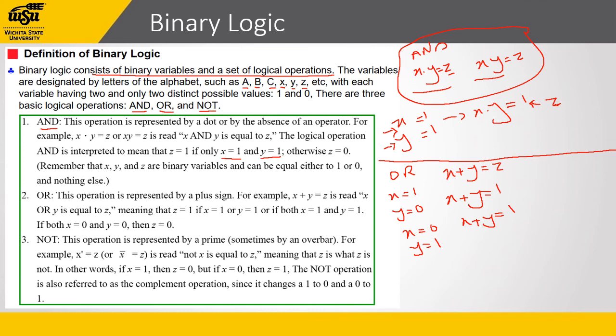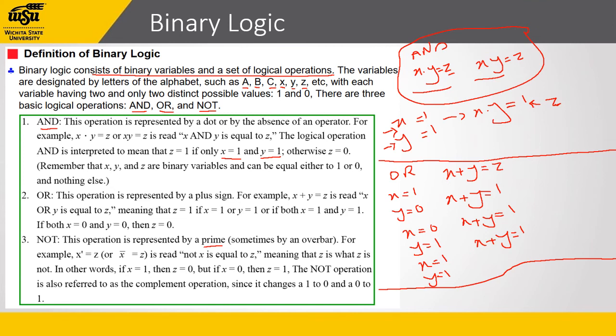And also, if both are 1, again, the result is equal to 1. And the last operation is NOT. This operation is represented by a prime sign.